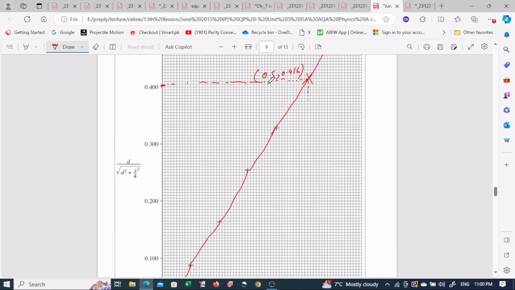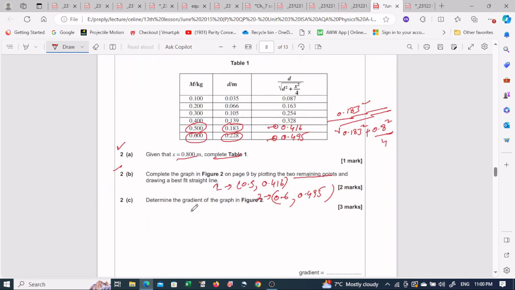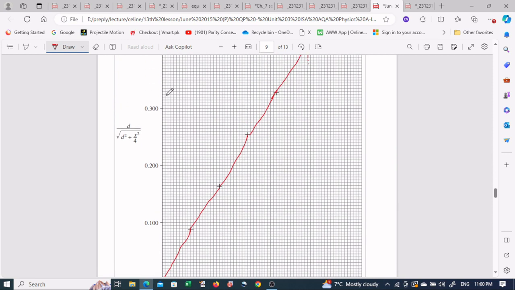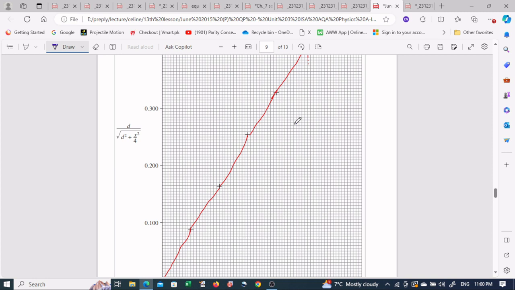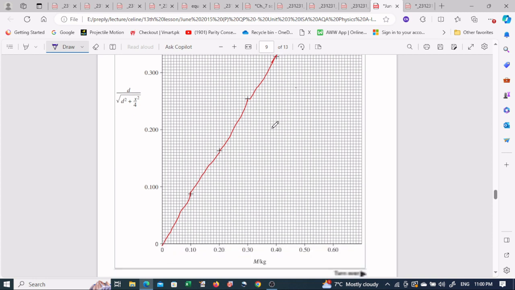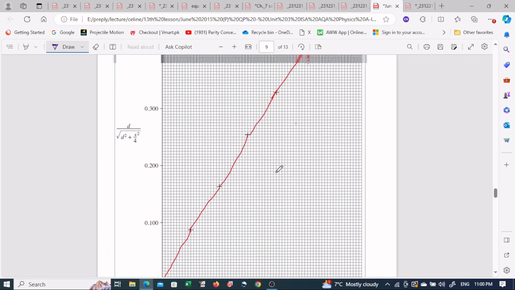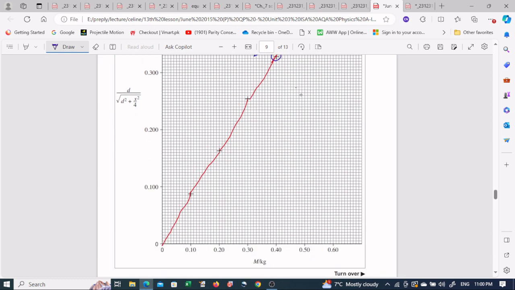Now we have to find the slope or gradient of this graph. For the gradient we choose two points. We can choose any two points, but I choose middle points, against 0.4. This is point 2, and I choose this point.